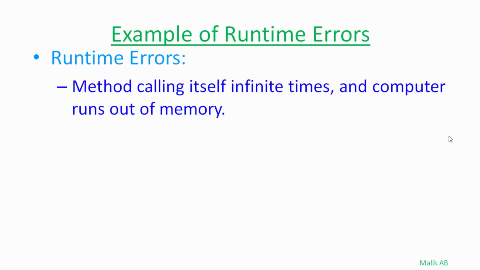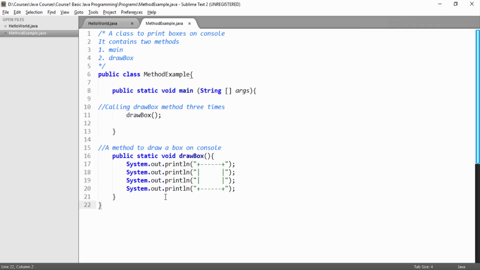will be terminated unexpectedly as the computer will run out of memory. Here in this class we have two methods, the main method and the drawBox method. We are calling this drawBox method inside the main method, but if we call this drawBox method inside its own code, it means that it will continue calling this method drawBox infinite times, as it will be calling itself again and again, and it will continue until our computer runs out of memory.